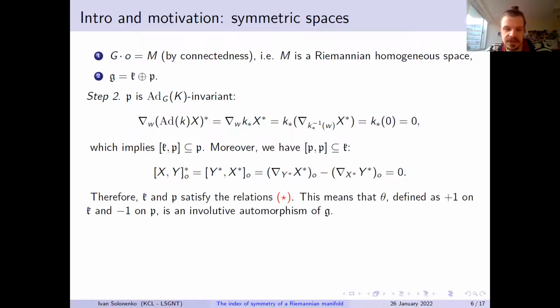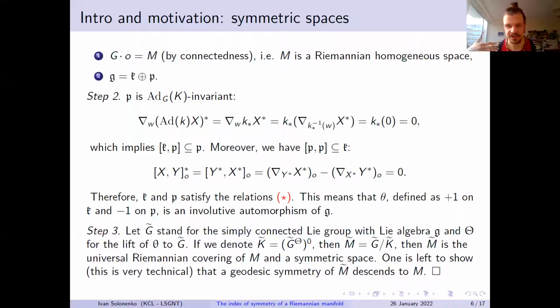Okay, but this is great because now we have K and P, and they satisfy the relations (red star), which we want. In other words, if you just define theta to be a linear map from G to itself, which is the identity on K, and -1 on P, this will be an involutive automorphism of our Lie algebra G. So we've almost arrived, well, actually not almost, because the technical part is still ahead. But we see that we arrive in convergence to the fact that M must be a symmetric space because it's homogeneous, and now we have the decomposition of its isometry algebra, just as in the symmetric case.